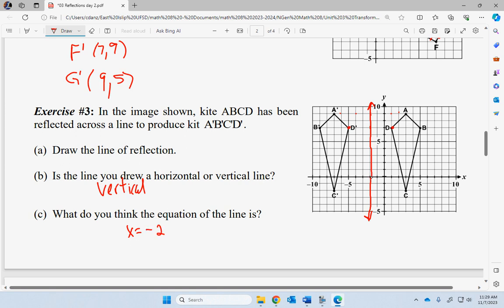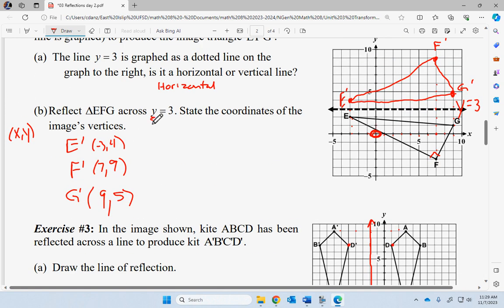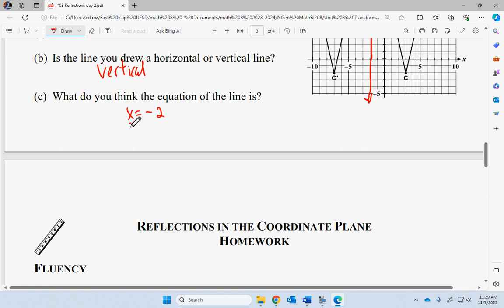So this is just our beginning introduction to horizontal and vertical lines. We're going to have a whole lesson on it in the future. But horizontal lines always cross the y-axis and vertical lines always cross the x-axis. So that's how come this equation had a y in it and this equation had an x in it.